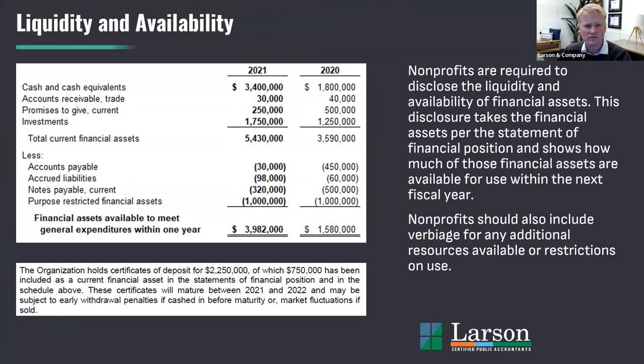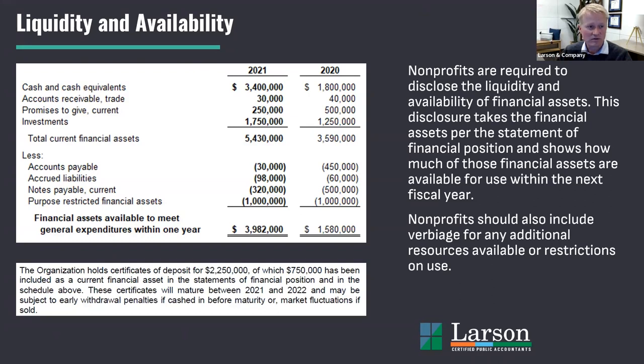Another unique disclosure in the footnotes is the liquidity and availability footnote. This footnote was new with the new nonprofit reporting standard I mentioned, which came around 2014, 15, somewhere in there. Nonprofits are required to disclose the liquidity and availability of their financial assets. So this disclosure takes the financial assets per the statement of financial position, and then shows how much of those financial assets are available for use within the next fiscal year. Nonprofits should also include verbiage for any additional resources available or any restrictions on use.